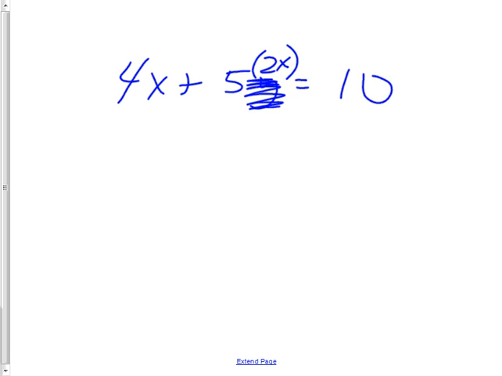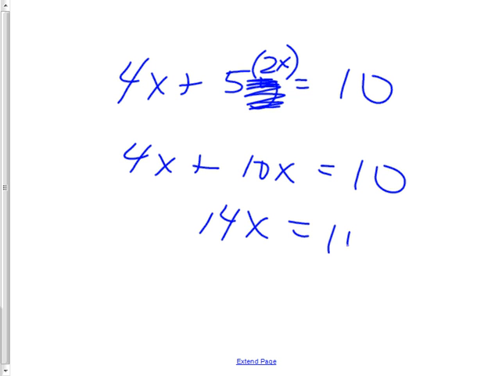How do I solve that equation? 4x plus 10x equals 10. 14x equals 10. x equals 10/14.